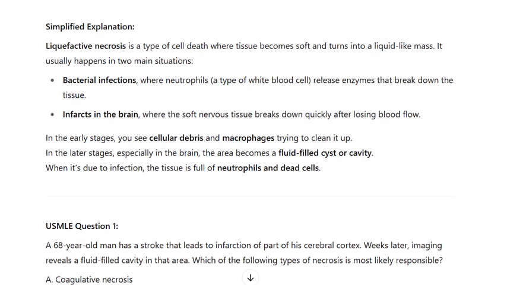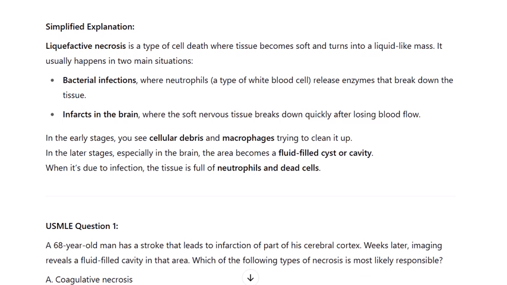In the early stages, you see cellular debris and macrophages trying to clean it up. In the later stages, especially in the brain, the area becomes a fluid-filled cyst or cavity. When it's due to infection, the tissue is full of neutrophils and dead cells.